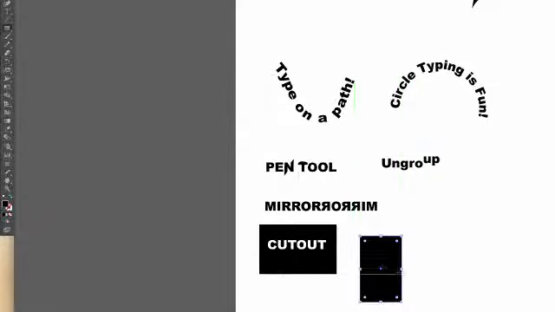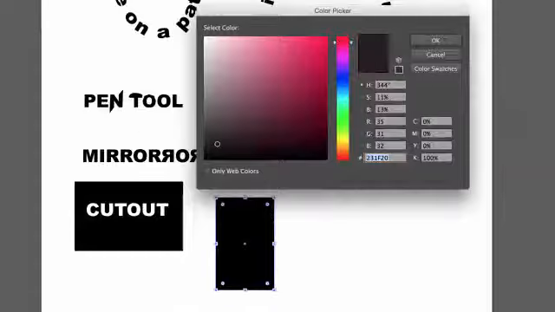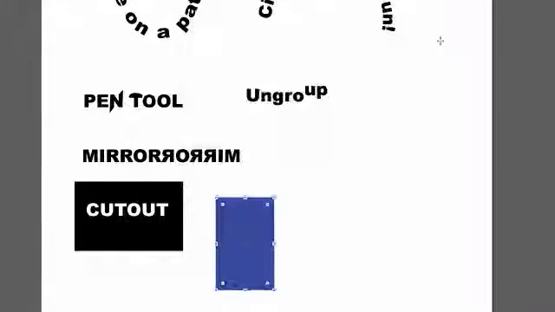Make it somewhat tall and thinner than your cutout object. So it's a black rectangle. If I come over here to the stroke and fill settings, double click on the fill, the color picker comes up. Choose any color you'd like. I'm going to choose a nice deep blue. Click OK.